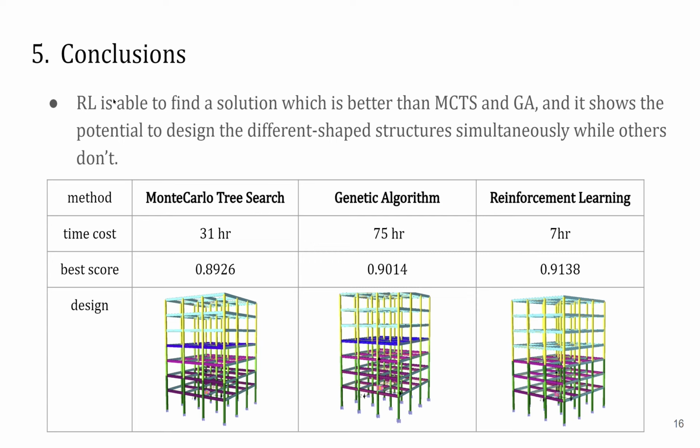And here come the conclusions. Reinforcement learning is able to use less time to find a solution, which is better than Monte Carlo Tree Search and genetic algorithm. And it also shows the potential to design different shape structures simultaneously while the others don't. Reinforcement learning can really tackle our problem.